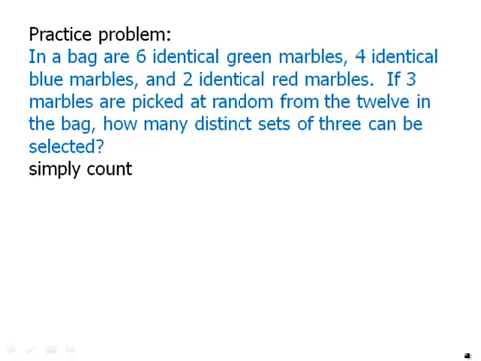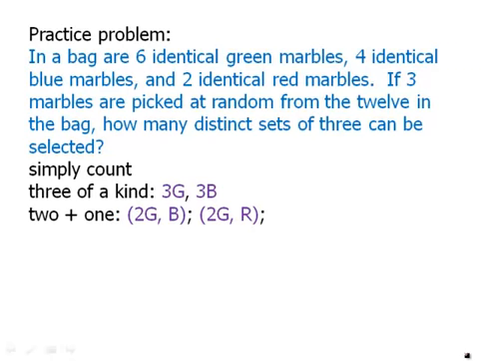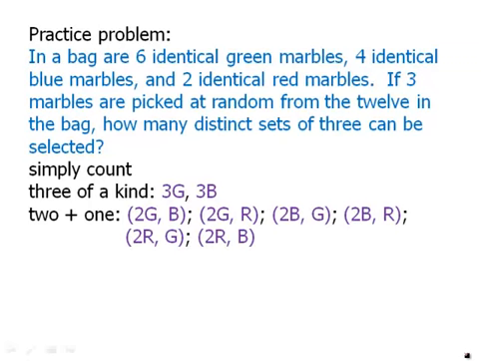Let's think about different categories. First of all, could we have 3 all of the same color? Well, we definitely could have 3 greens and 3 blues, but we can't have 3 reds because there's only 2 identical reds. So there's only 2 arrangements that are 3 of the same kind. Now we'll look at the ones that are 2 of one color and 1 of another color. So we could have 2 greens with either a blue or a red, 2 blues with either a green or a red, and 2 reds with either a green or a blue. So there are 6 possibilities there.